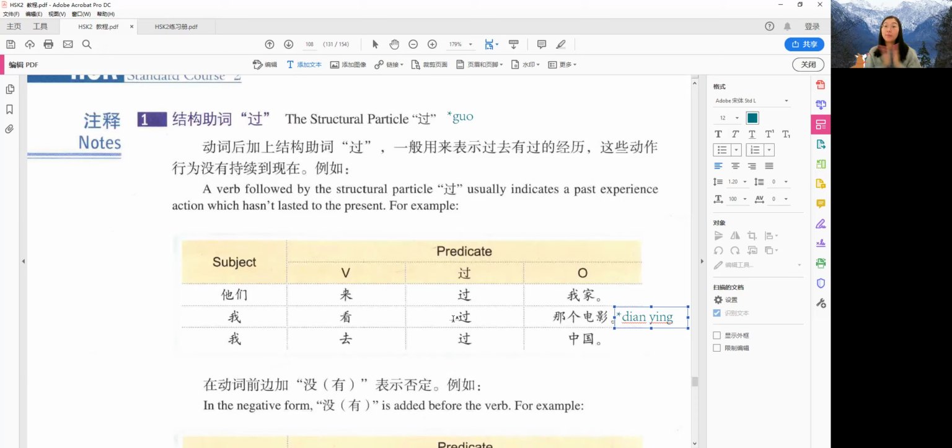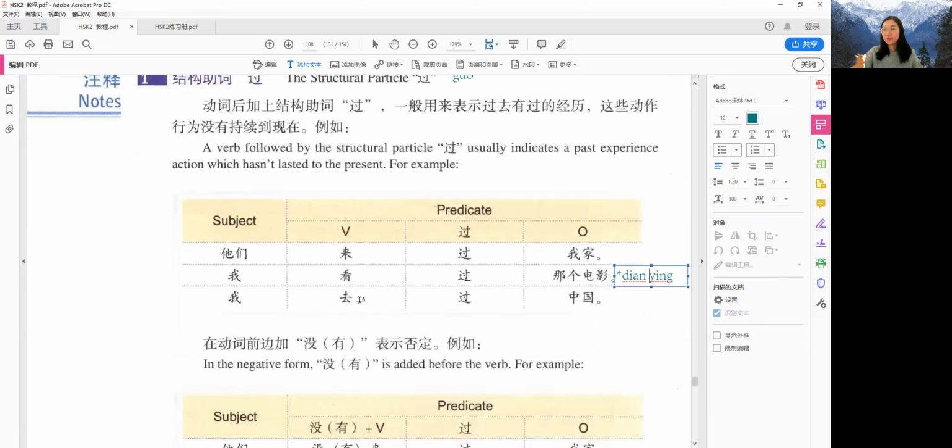So with 过 combined with the actual word, it's past tense, already happened. And then the third one, this is 去. It's go somewhere, right? Go there, go somewhere, 去过, have been there, have gone there before, I went there before, for example, like this. So the other sentence is 我去过中国. 中国 is China, right? So this sentence means I have been to China. I went to China before. So I've already done this action before.